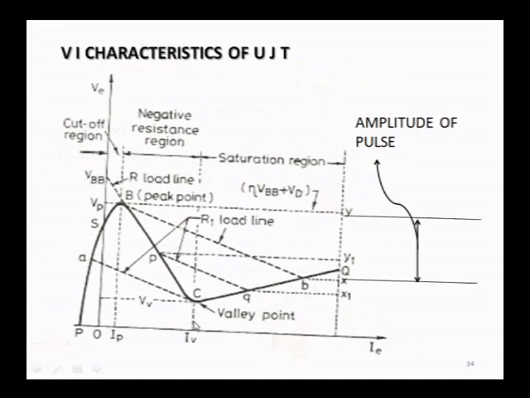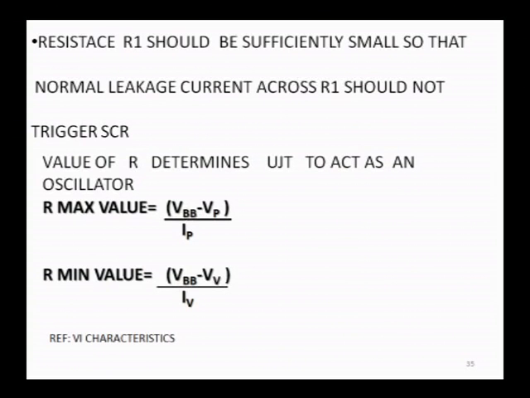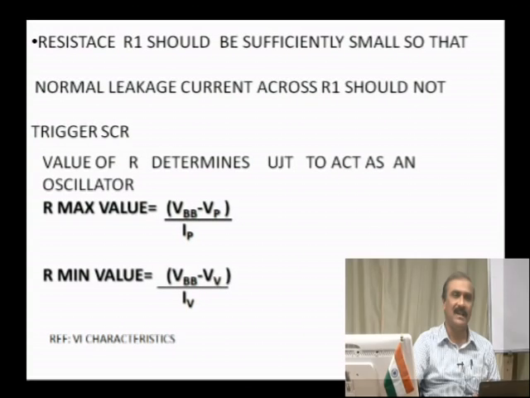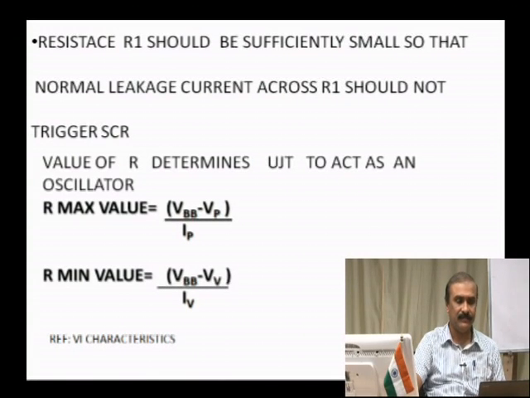Now, after getting these ideas, a UJT can definitely be used advantageously to trigger your SCR. So, resistance R1 should be sufficiently small, so that the normal leakage current across R1 should not trigger the SCR. These are the important things that one should keep in mind before designing the circuit for a UJT. The value of R determines whether the UJT acts as an oscillator, as I already told you. So, how to decide this R maximum value or minimum value? The equations are shown here.